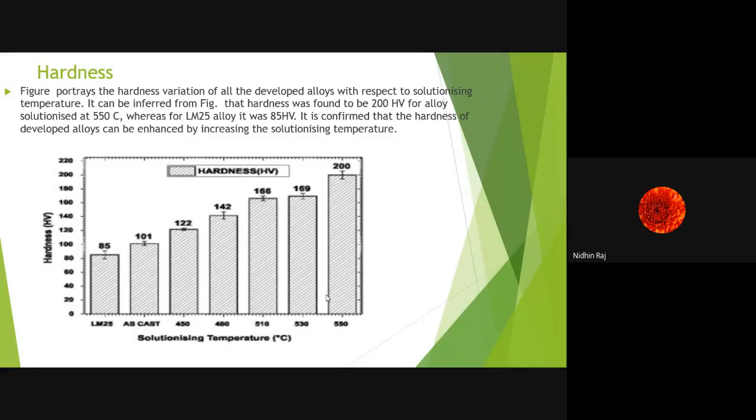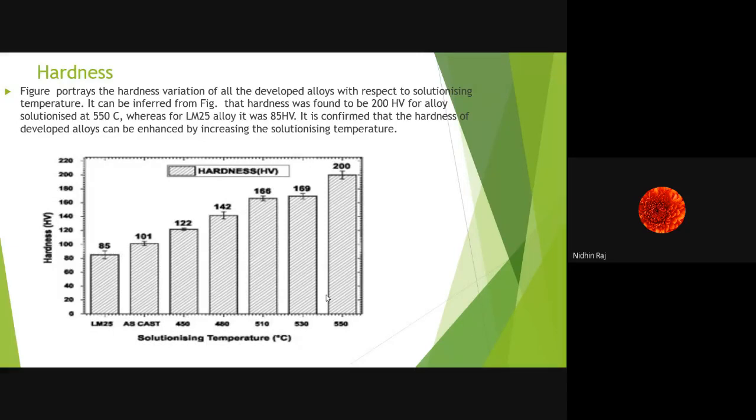Now this leads to the precipitation hardening, because of the high cohesive force between the soft aluminum matrix and nickel. The present investigation was found to be in agreement with the study conducted before, and it also confirmed that the aforementioned phenomena resisted the movement of aluminum under outside load. Thus it can be confirmed that the hardness of the developed alloys can be enhanced by increasing the solutionizing temperature. Okay, so that is regarding hardness.